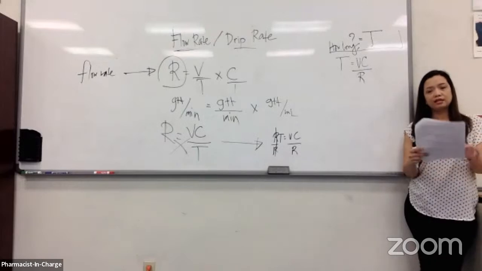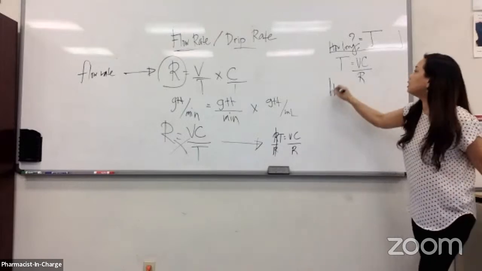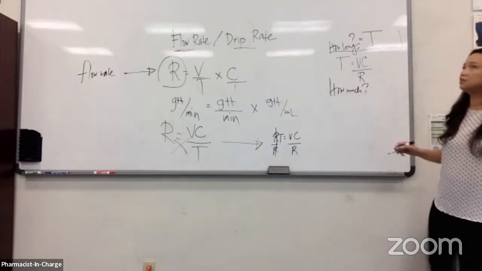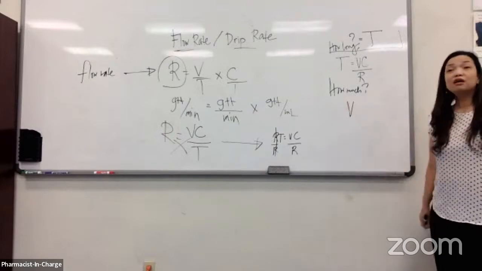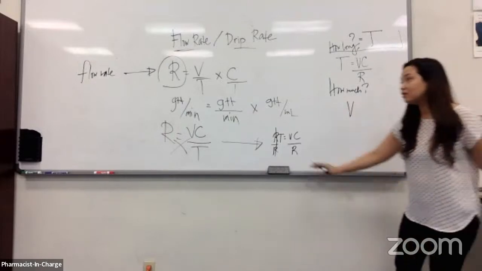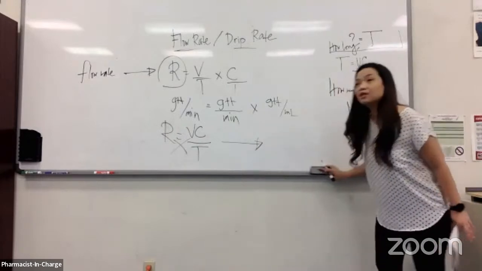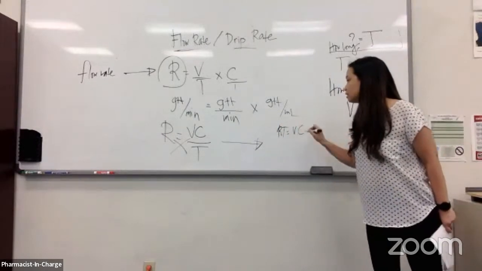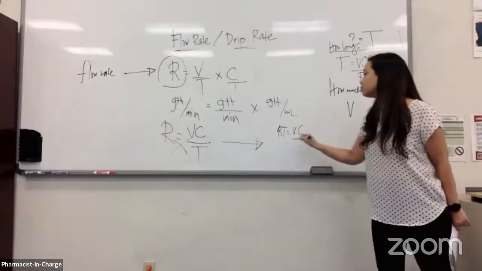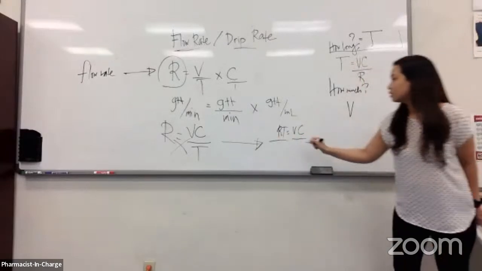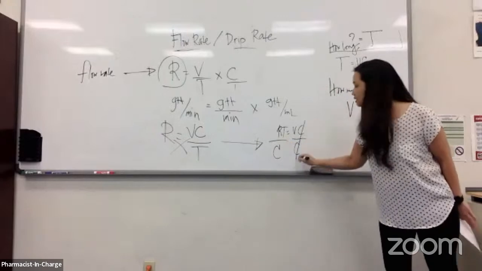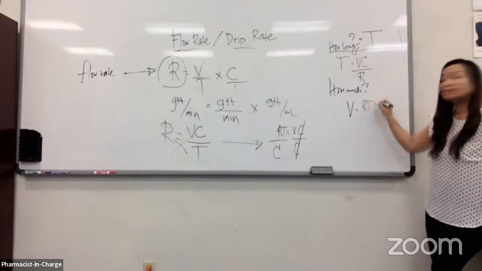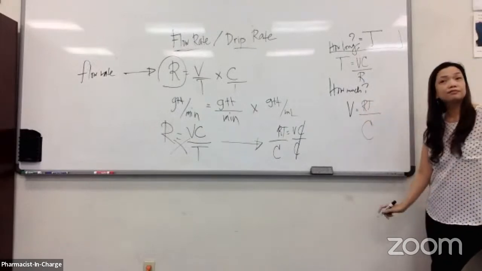21 to 30. The question is, how much will the patient receive? What do you think is the question? Volume. Volume, correct. Which means if I'm to transpose the original formula, we go back to RT equals VC. For me to leave the V, which should be the divisor, divide both sides by T so I can cancel that out, correct? Which gives me RT over C.